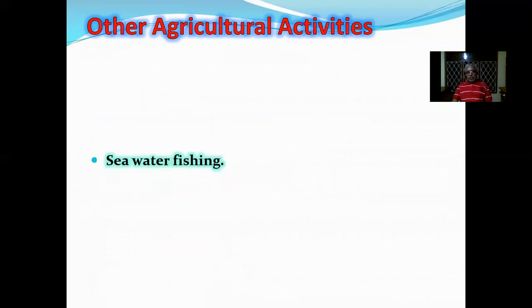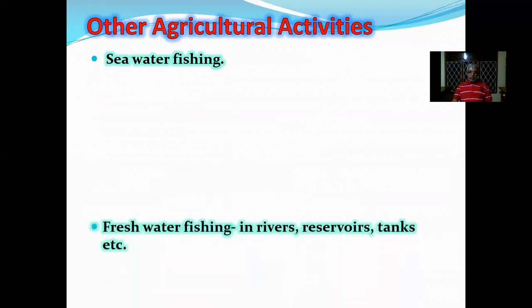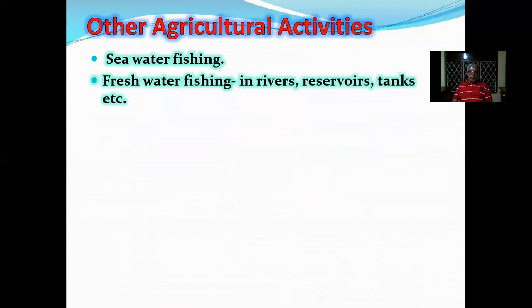Then the second one is the fishing industry. The fishing industry can be divided into mainly two. One is seawater fishing, that means fishing in the sea. The second one is freshwater fishing, that means fishing in the rivers, reservoirs, tanks, etc. Then a new word is coming, reservoir. Reservoirs means large water bodies.